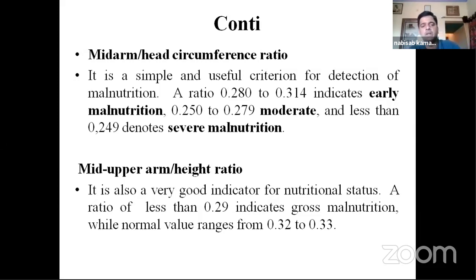Under age-independent anthropometrical measurement, mid upper arm and height ratio. It is also a very good indicator of nutritional status. A ratio of less than 0.29 indicates gross malnutrition, while normal ranges are 0.3 to 0.33.